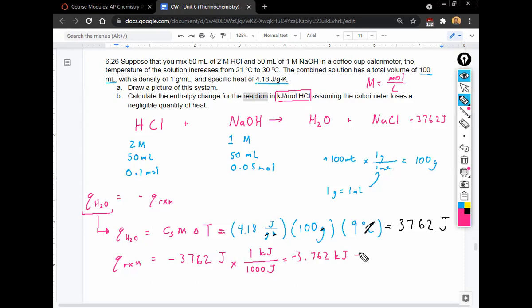Okay, but we're still not done because it's asking us per mole of HCl. So what we're gonna do is take that value, negative 3.762 kilojoules, and divide it by the moles of HCl, which is gonna be 0.1 moles. Okay, and that'll give us a final answer of negative 37.62, and the units will be kilojoules per mole of HCl. Okay, and there we go. That is the end of that problem.